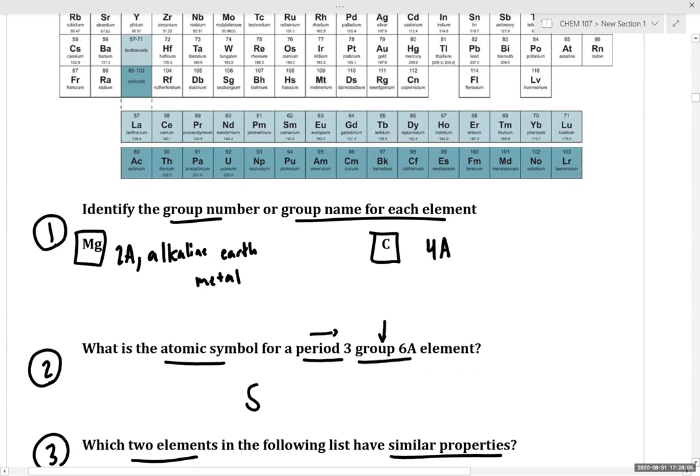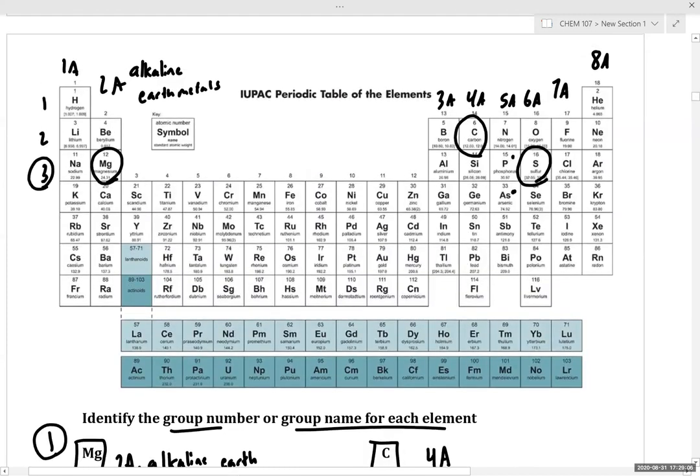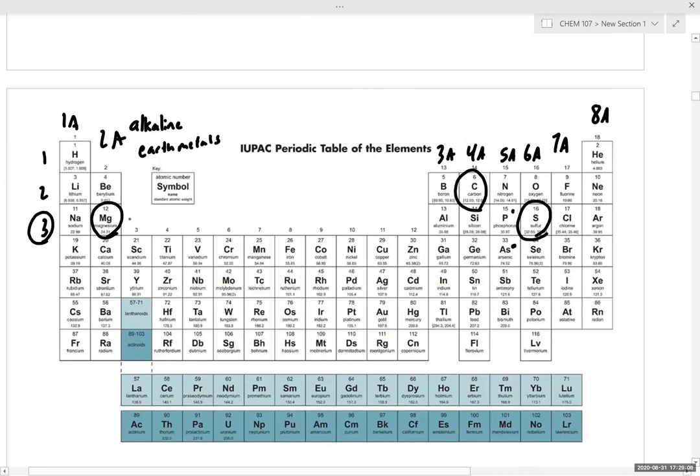Sure. So the period number is the row number. The group number is the column number. So we're asked to find a period 3 group 6A element. So we go to the third period, the third row in our periodic table, and we're looking for a group number 6A. So we go to the sixth column in the periodic table, or more specifically, the column with the group 6A designation. And then we trace across from the third row all the way to our sixth column, and that gives us sulfur. Does that make sense?